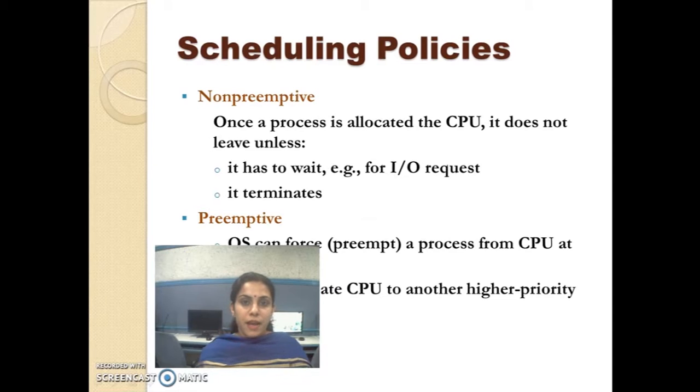Now, we will have a quick overview of the scheduling policies. There are two types of scheduling policies. One is non-preemptive and the second is preemptive. In non-preemptive, once a process is allocated the CPU, it will not leave it unless the process terminates itself or has to wait for some kind of I/O request. In case of preemptive scheduling, the operating system can force a process off the CPU at any time.